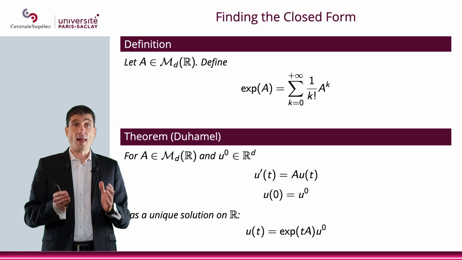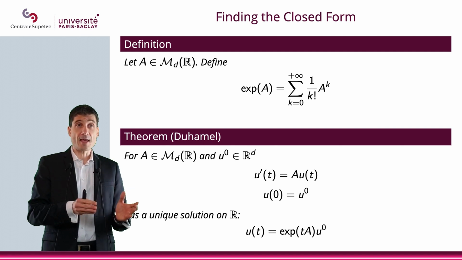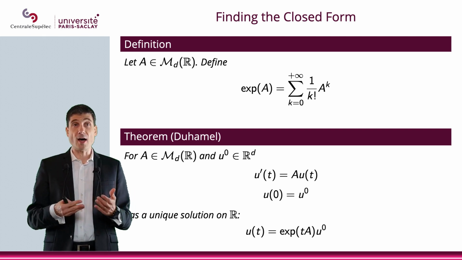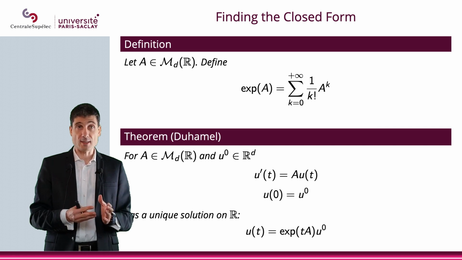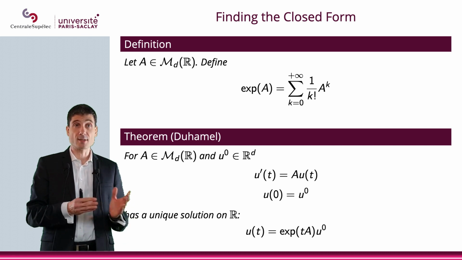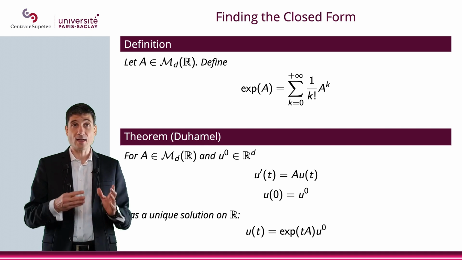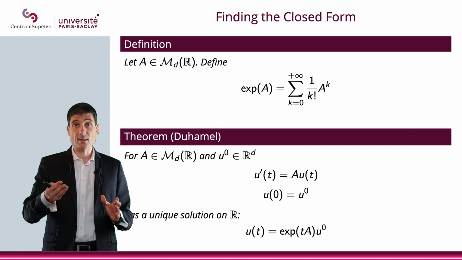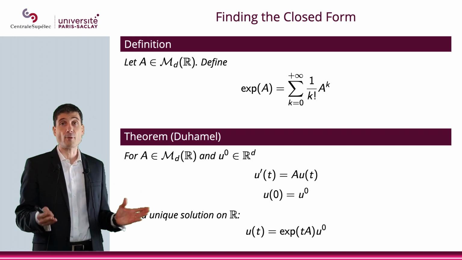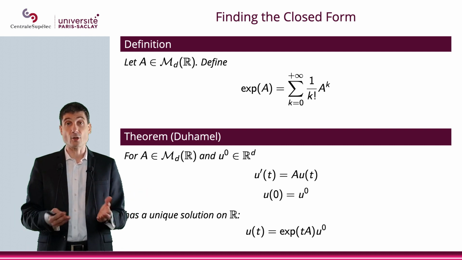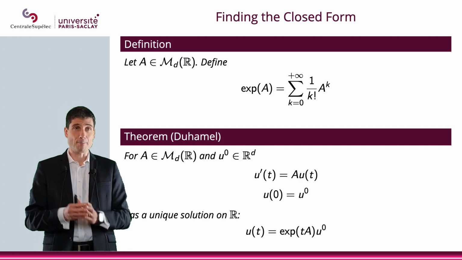Now, before we start dealing with these equations, I need to introduce a definition, the exponential of a matrix. So let me choose a d by d matrix, a square matrix of order d, and I will define the exponential of the matrix as the sum for k equals 0 to plus infinity of 1 over factorial k times A raised to power k. All these operations here are perfectly defined, and I will define the exponential of the matrix this way.